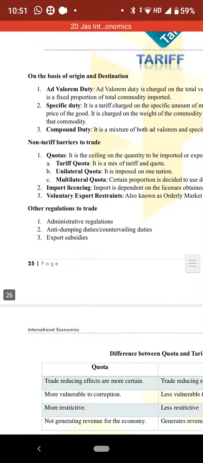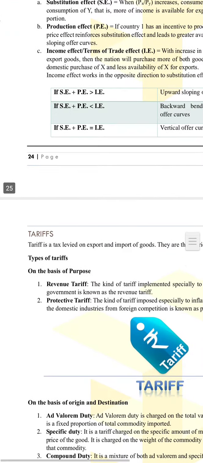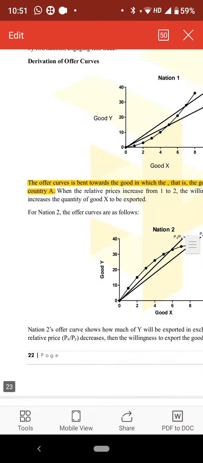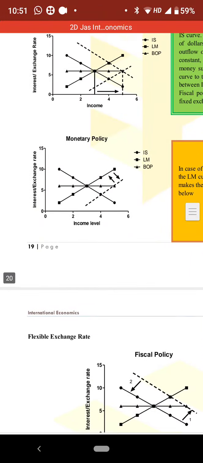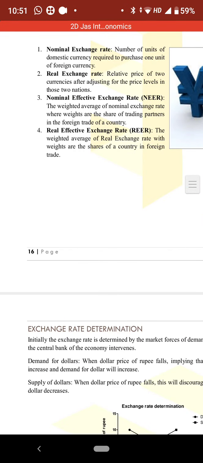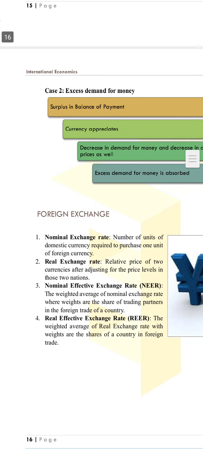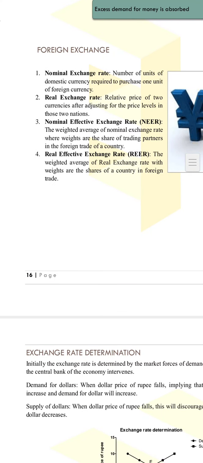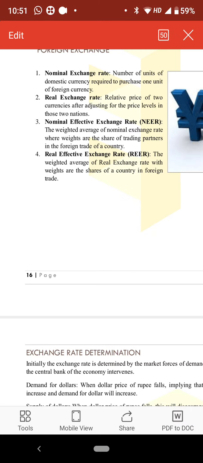I have also discussed some of the points of the foreign exchange market here. These are exchange rate determination. Here are the points: foreign exchange, nominal exchange rate, real exchange rate, nominal effective exchange rate NEER, and real effective exchange rate REER.